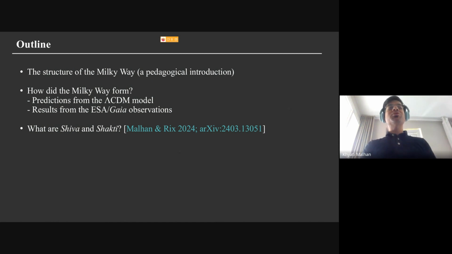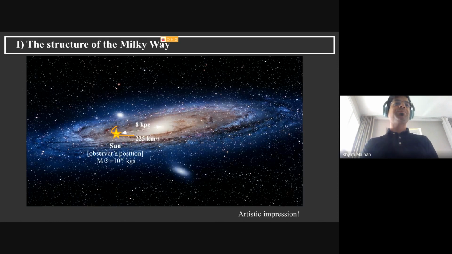Then I'll move on to asking the question of how did the Milky Way form, and trying to compare our understanding from the models and from the observations. Particularly, I'll be paying attention to the observations from the Gaia satellite, from the data we have from Gaia. And then towards the end, I will move on to talking about Shiva and Shakti, because I think only after this pedagogical introduction, it will become easier to understand.